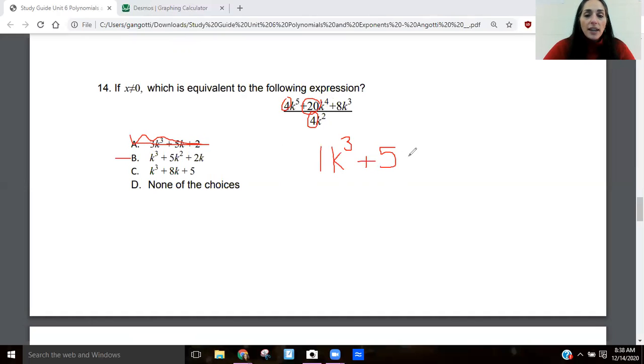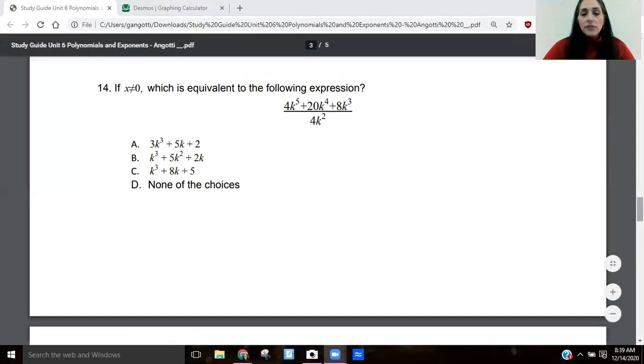K to the 4th over k squared. Subtract 4 minus 2 is 2. Then put a plus sign. 8 divided by 4. 8 divided by 4 is 2. Subtract the exponents. 3 minus 2 is 1. K to the 1st. And yeah, that's right. B is the answer. Okay, so lots of the same stuff. Let's move down to number 15.